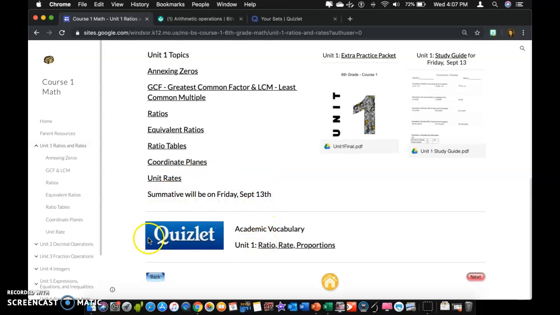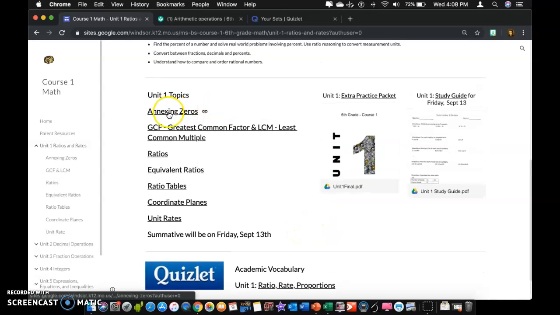We have Quizlet. Quizlet is another website that we will be using, and I will highlight for you on how to use it. This is where they're going to learn their academic vocabulary. And inside each lesson, that is where you're going to find Khan Academy, which is the other website that we use most often.